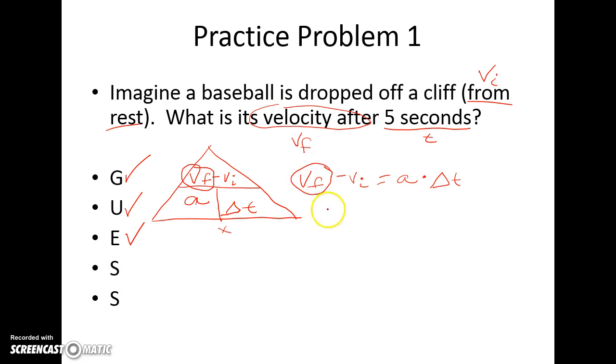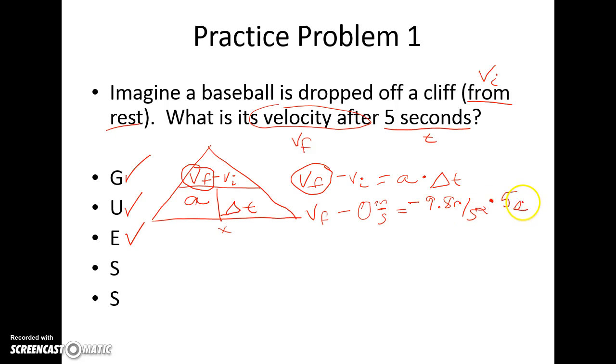But here's where I get to substitute in. So I have VF minus what was my initial velocity? Well, we said it was over here from rest. So from rest is 0 meters per second equals acceleration. Acceleration due to gravity, we underlined on the previous page, always negative 9.8 meters per second squared, times our time, and we've established up here our time is 5 seconds.